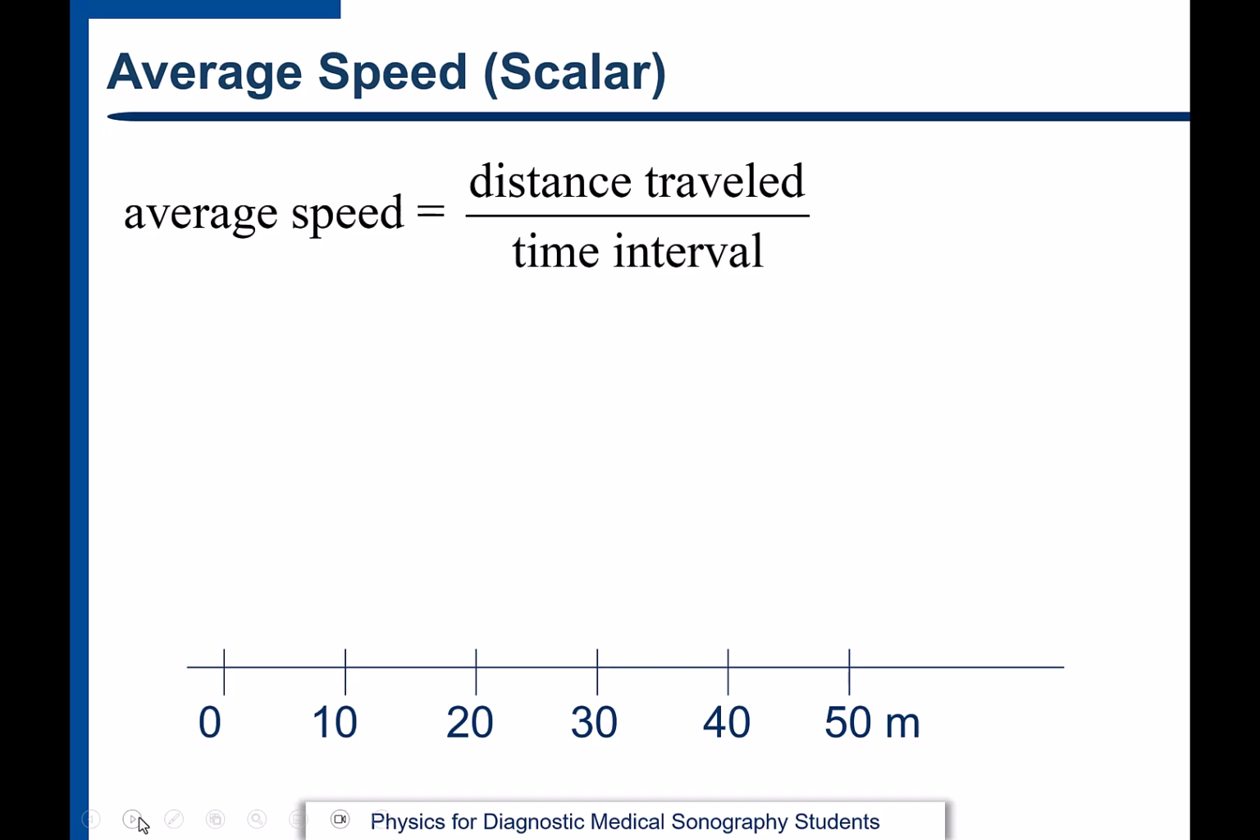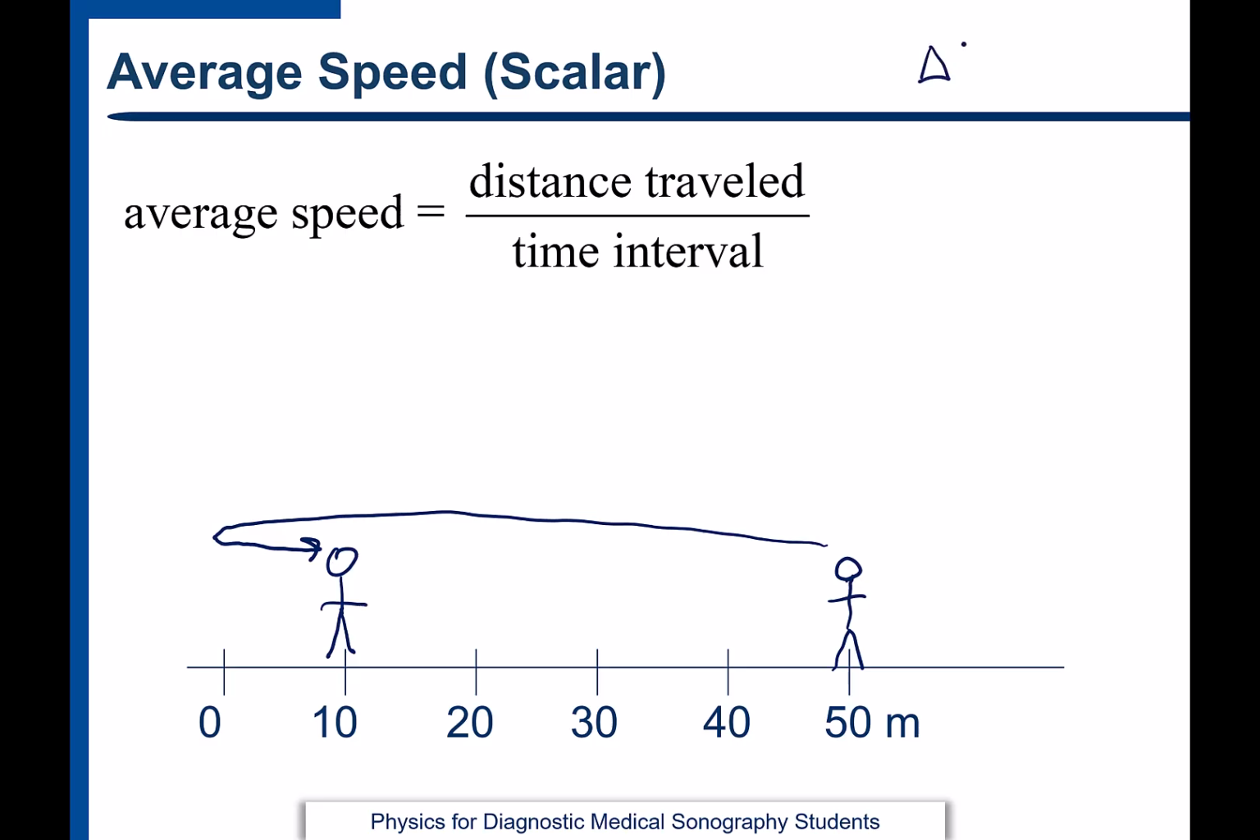And so let's use the example that we started with earlier. We had our person who started at the 50 meter position, and they went all the way to 0, and then they came back to the 10 meter position. Let's say that they did that in a time, delta t, of 10 seconds.